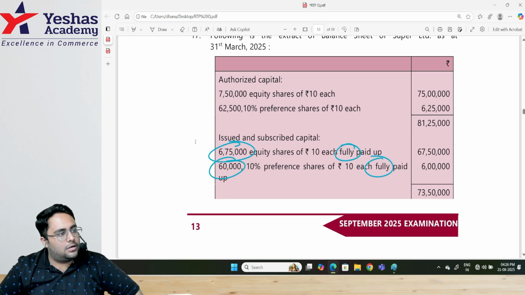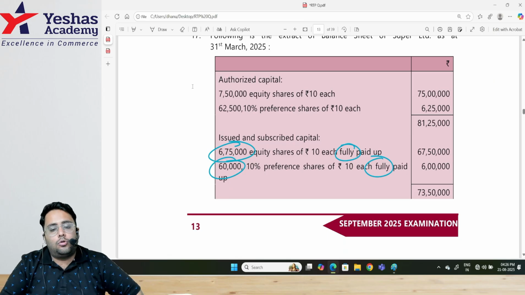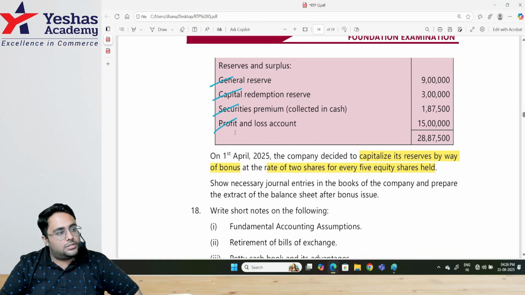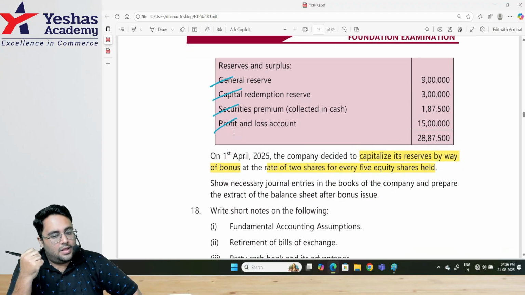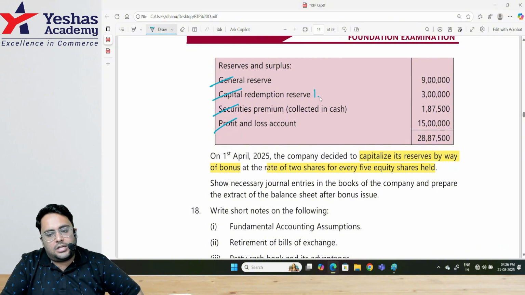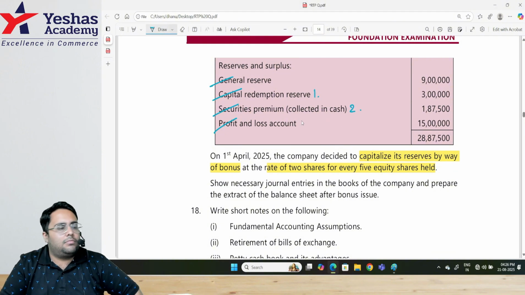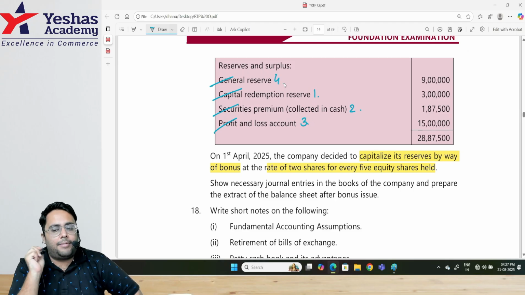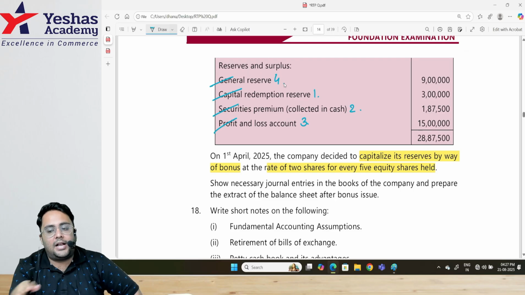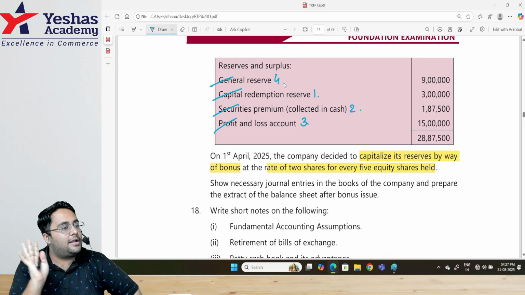2,70,000 shares will be issued. 2,70,000 shares will be issued by capitalizing what? Reserves. What will be your entry? Which one will you use first? Capital redemption reserve, then securities premium, then either PNL or general reserve. CRR debit 3 lakh, SPA debit 187,500, PNL debit 15 lakh, GR debit 9 lakh.